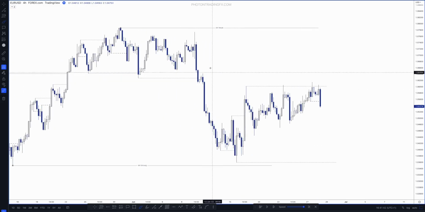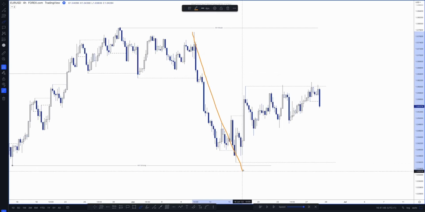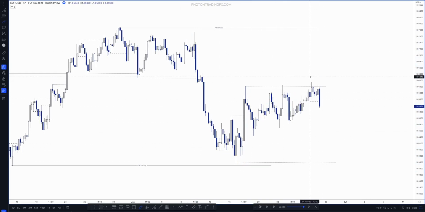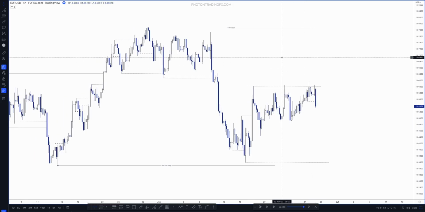Also something, it's a bit more discretionary, but I always say the characteristics, the nature of price action. See how impulsive this is? This is quite corrective. But yeah, let's just stick to the framework and see what happens.